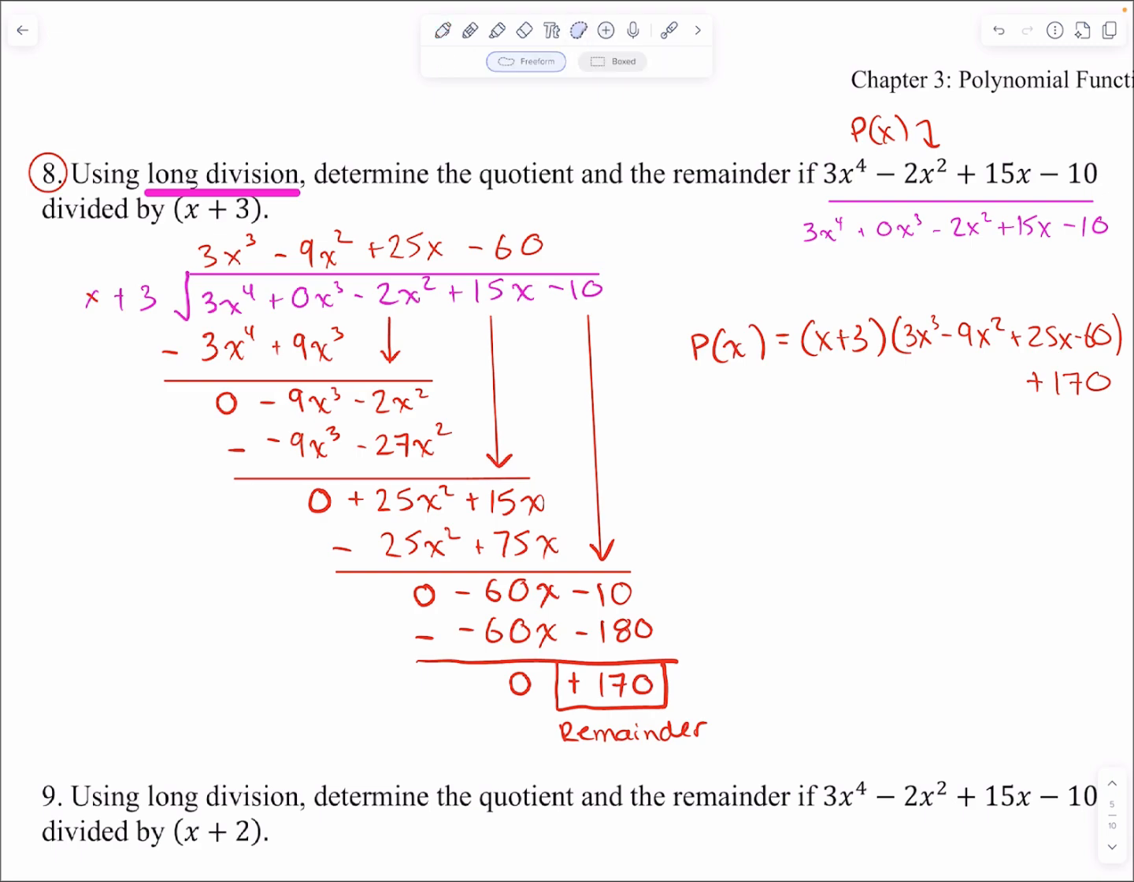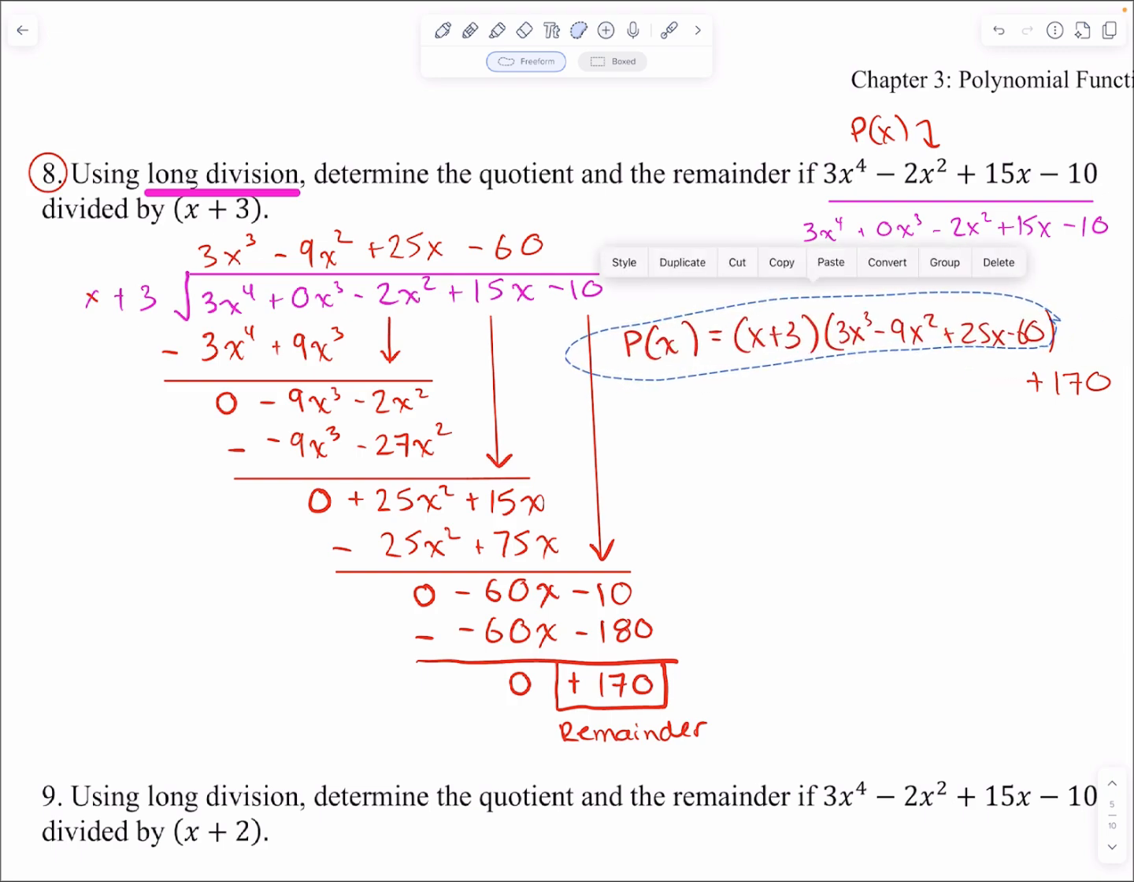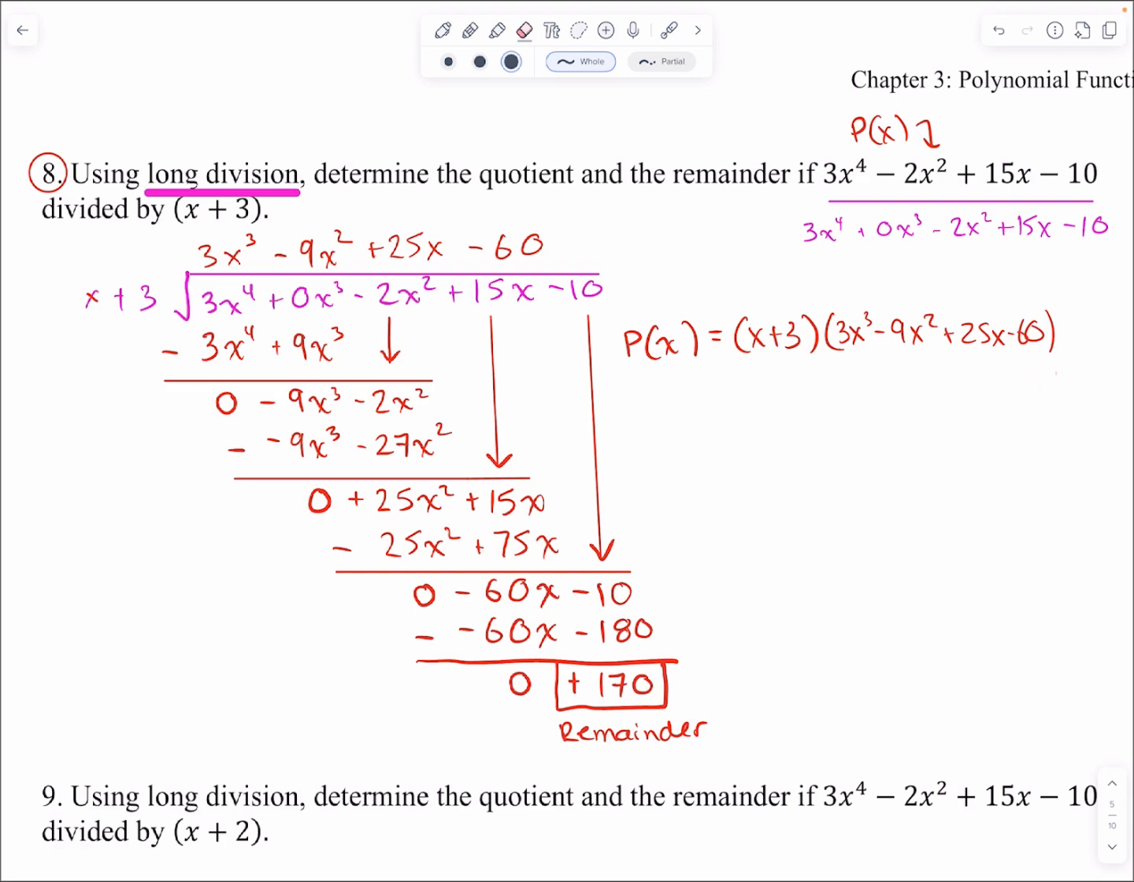It should be all on one line there. Actually, let's redraw that. So it should be, and then plus that remainder of 170.